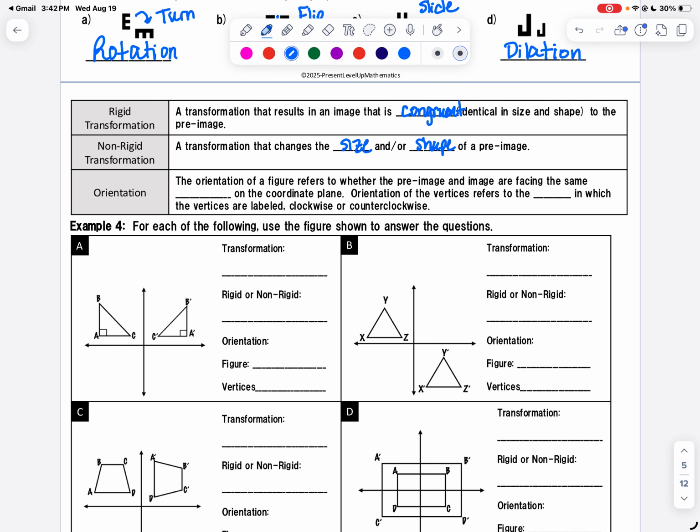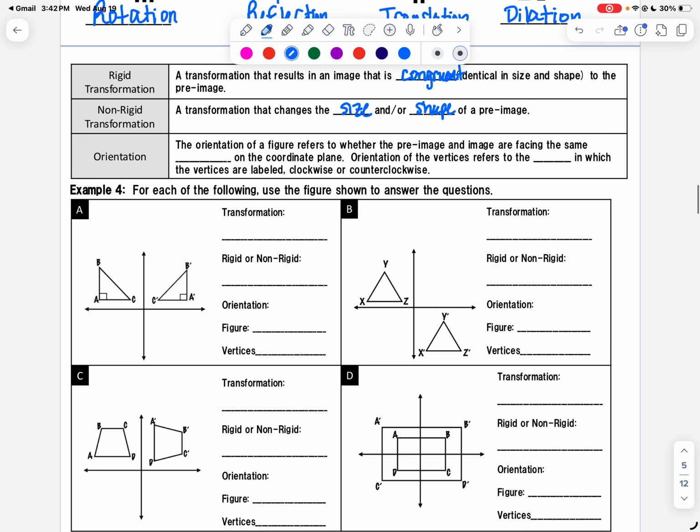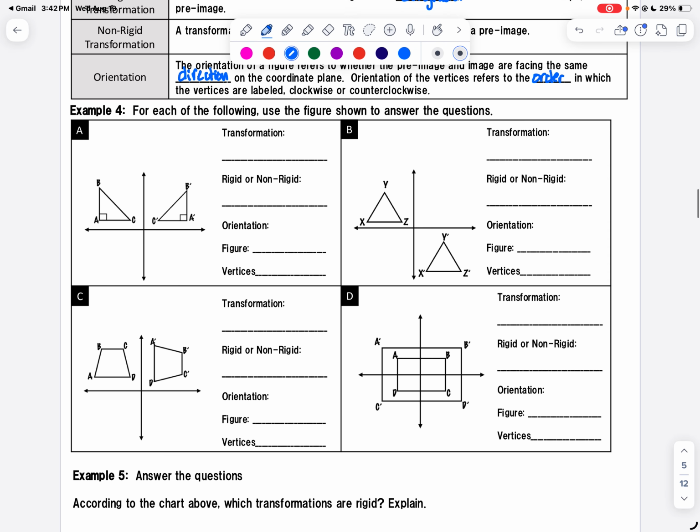of the pre-image. Now, the orientation of a figure refers to whether the pre-image and image are facing in the same direction on the coordinate plane. And orientation of the vertices refers to the order in which the vertices are labeled, clockwise or counterclockwise. All right. Now we're going to look at some examples of all these words here.